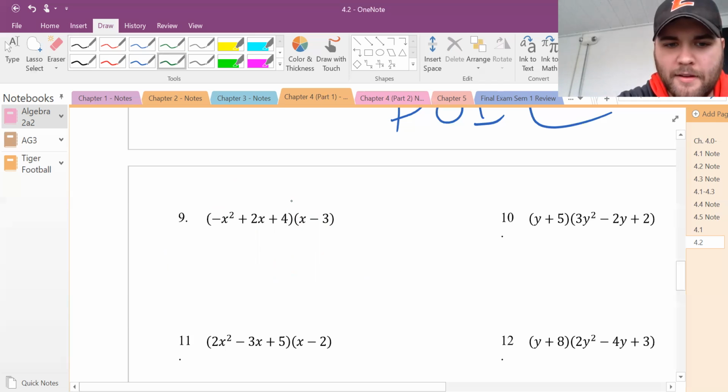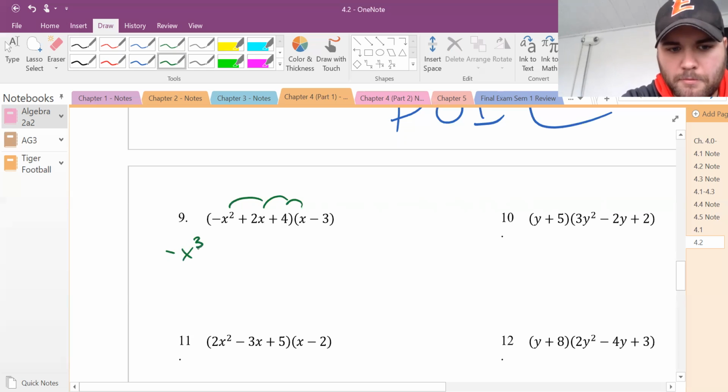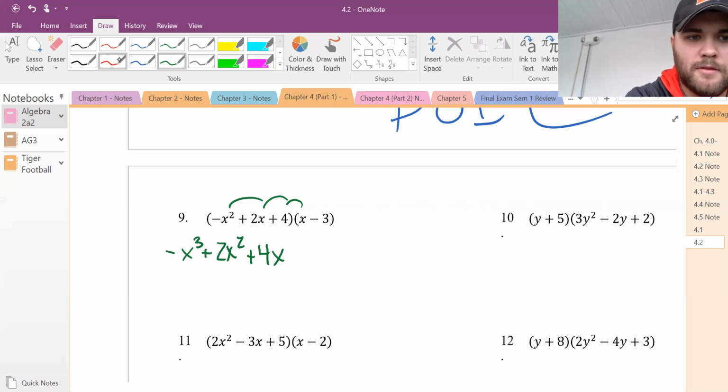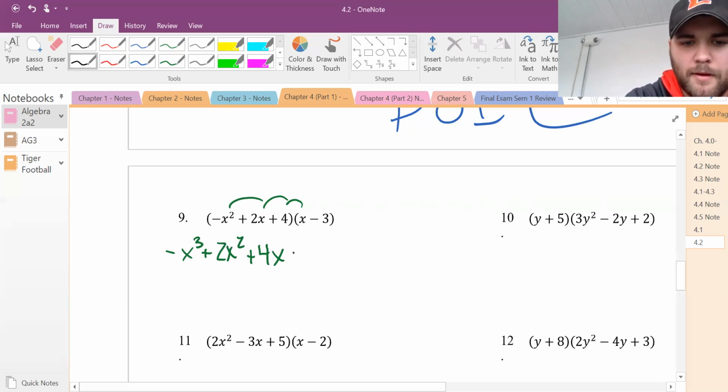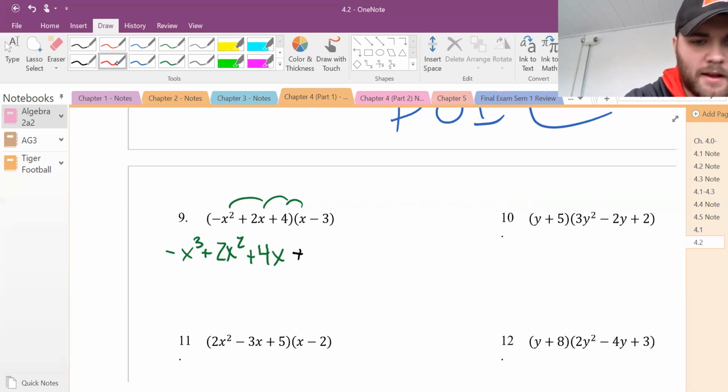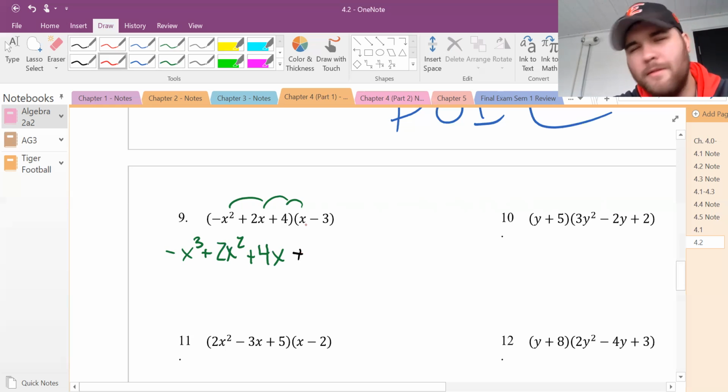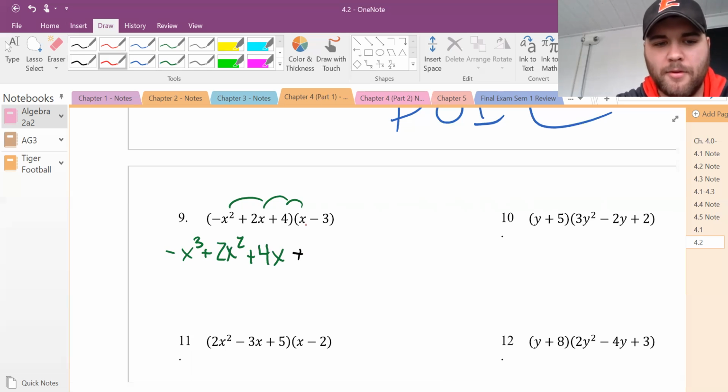First thing that I said I was going to do, that yellow, I was going to distribute that x all the way through my trinomial. So I get negative x cubed plus 2x squared plus 4x. Now remember, let me change. Let's do plus. Do I have to put in parentheses? No, it's addition, right? If it was a subtraction sign, I would, but it's addition. I don't have to.